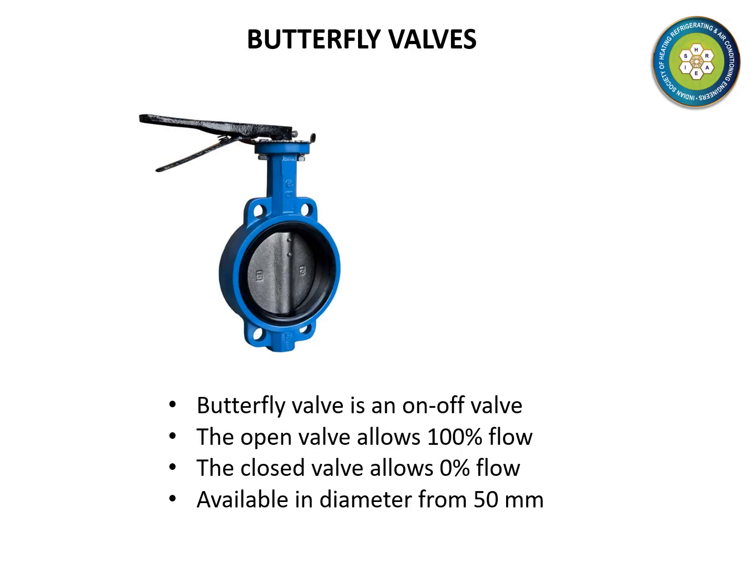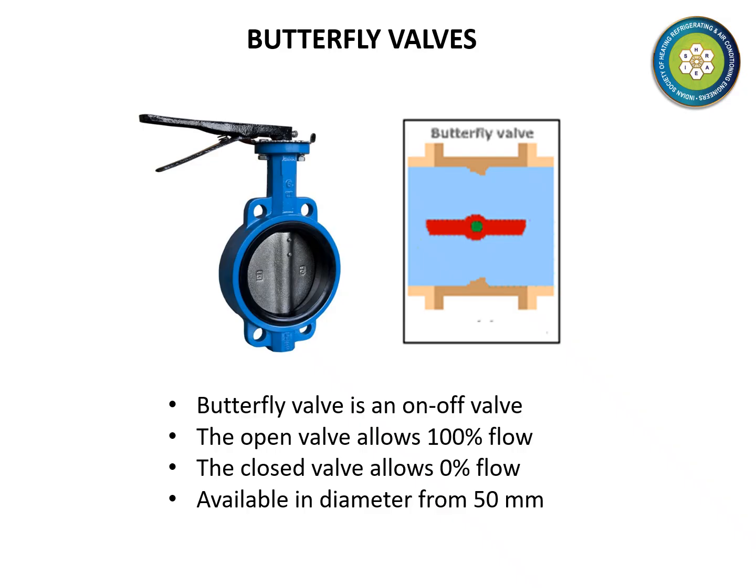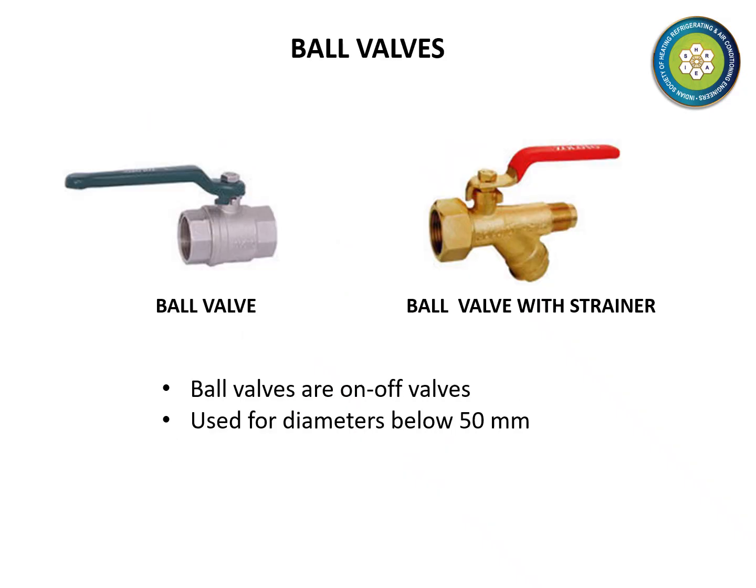A butterfly valve is typically used as an on-off valve. It is available in diameter from 50 mm up. A ball valve too is often used as an on-off valve. It is used for diameters below 50 mm.